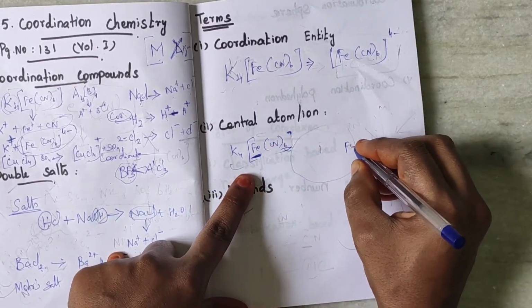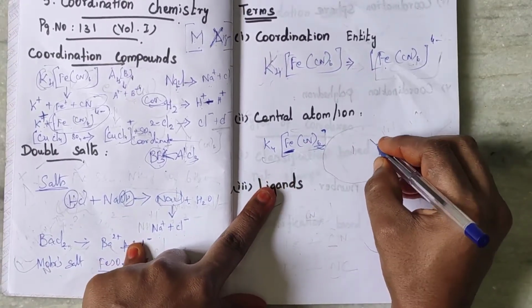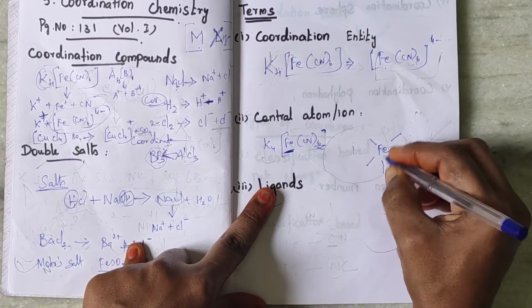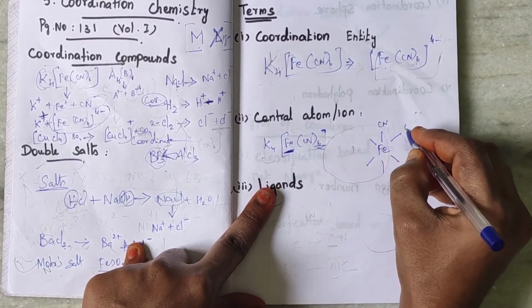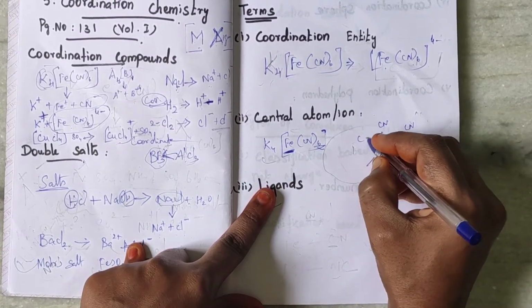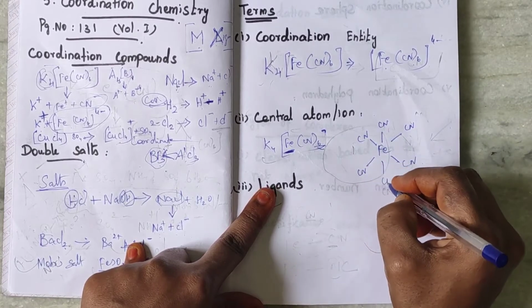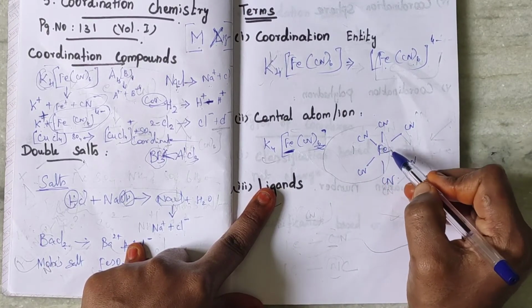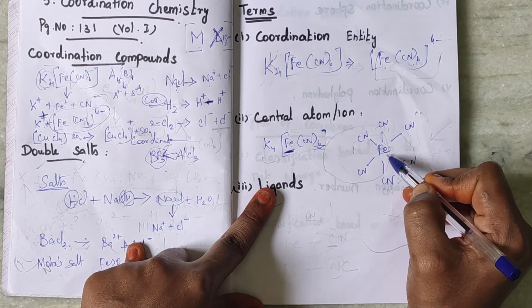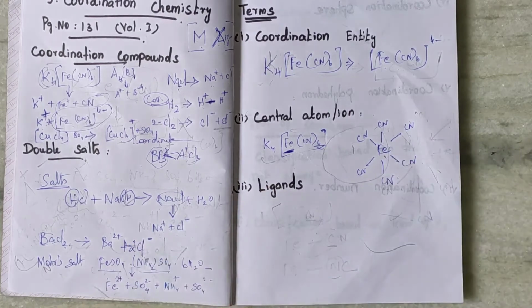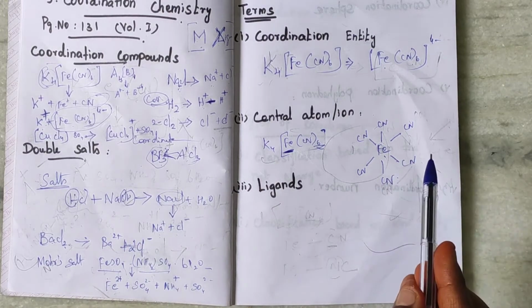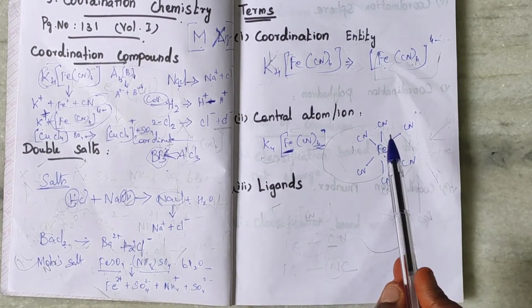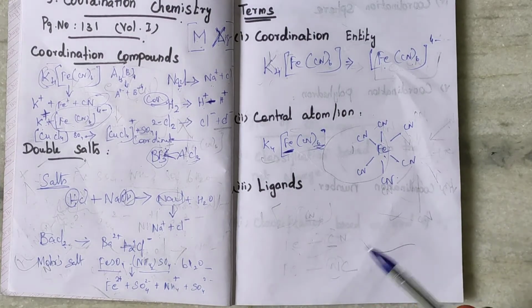The central atom is surrounded with 6 cyanide ligands. So the metal atom surrounded by ligands is called the central atom or ion. So what is the central atom or ion? The one that occupies the central position in the coordination entity and binds the ligands.